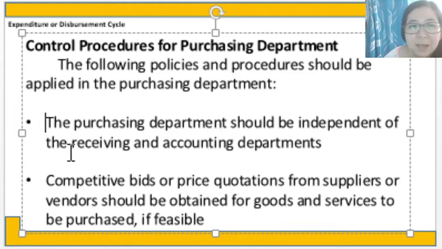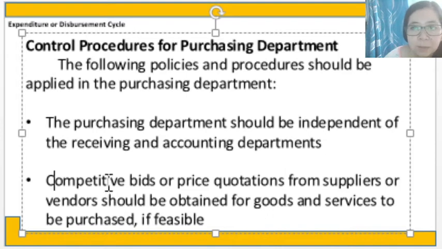This should be segregated from those who will receive the order, to counter check whether the items that were ordered were actually received in good condition and in proper and complete quantity. And of course, those who are recording these transactions should be independent as well. Another is that competitive bids or price quotations from the suppliers or vendors should also be obtained, if possible, for goods and services to be purchased.